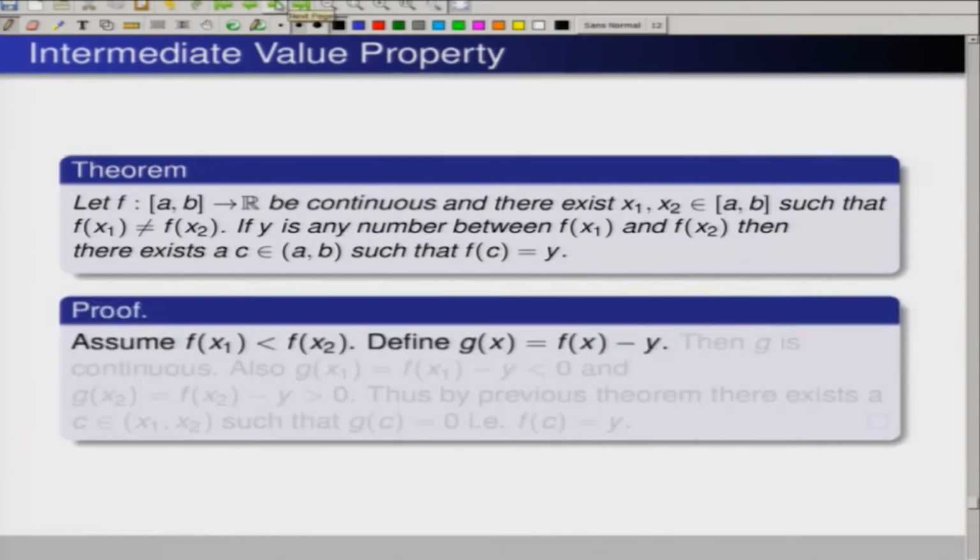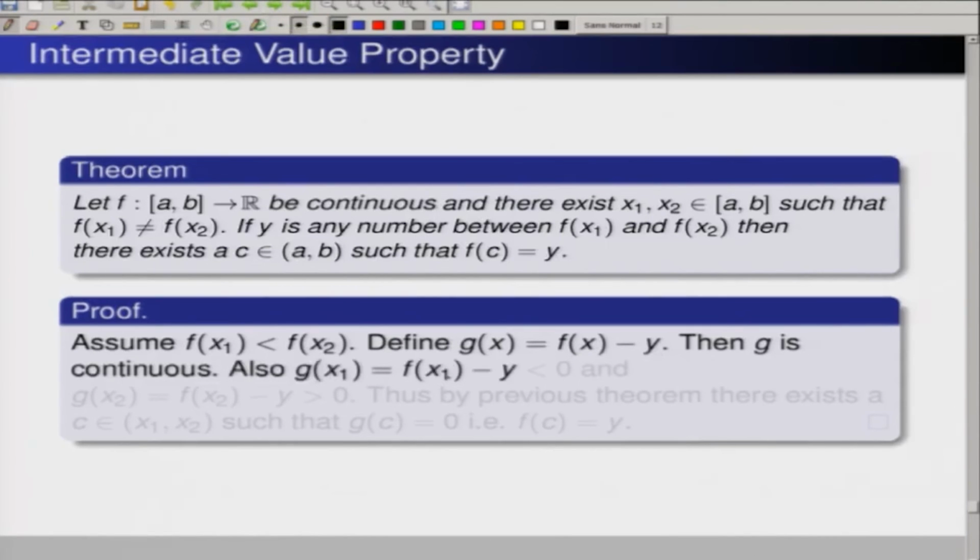So, if we assume the previous theorem, then let us say that f of x 1 is strictly less than f of x 2. Now, define g of x equal to f of x minus that given y, y being between f of x 1 and f of x 2. Then obviously, g is going to be a continuous function, because f is a continuous function and the constant function y is a continuous function, therefore, g is a continuous function.